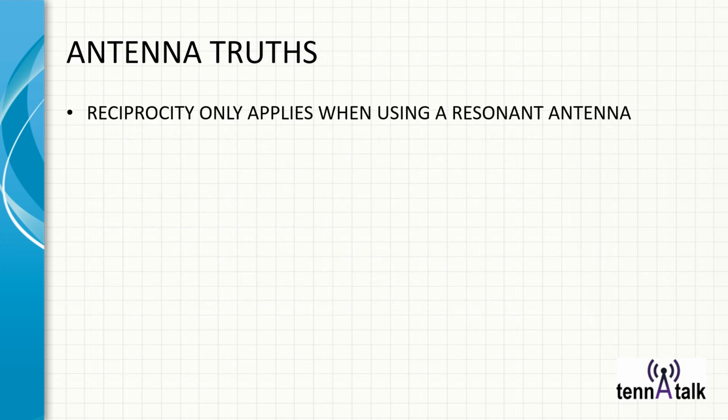Now let's switch to antenna truths. Reciprocity only applies when using a resonant antenna. Reciprocity is the concept that an antenna in transmit mode will be as efficient in receive mode. If you've got a resonant antenna well set up, that's generally true. But sometimes that's not true. Sometimes we can transmit our signal out through our launch angle, out over the top of objects, and still have the antenna for the receive side be kind of shielded, because those waves come in from all angles. And so there are asymmetries there to be aware of. We'll talk about that here in a minute.